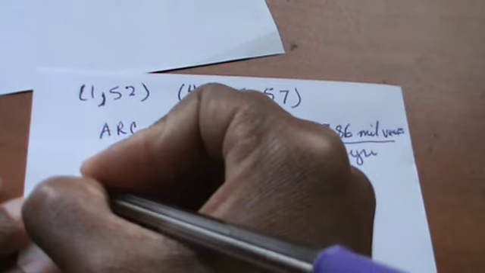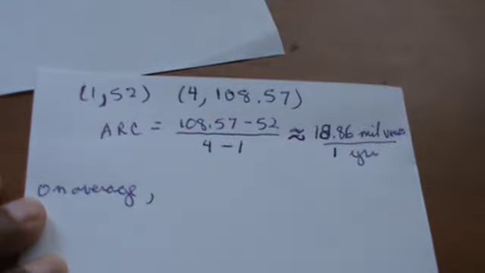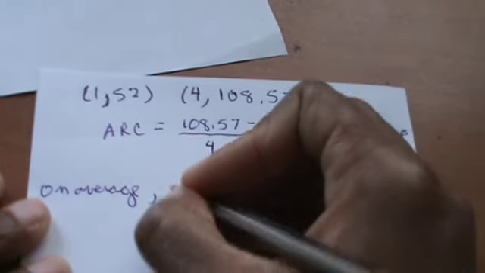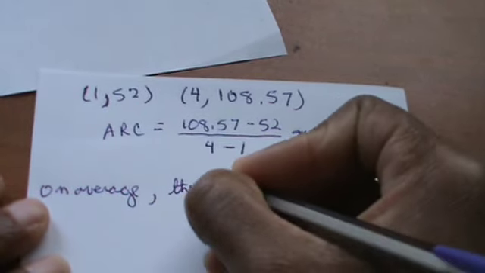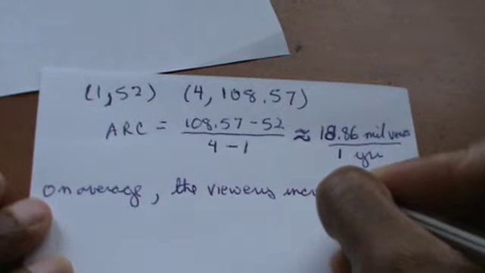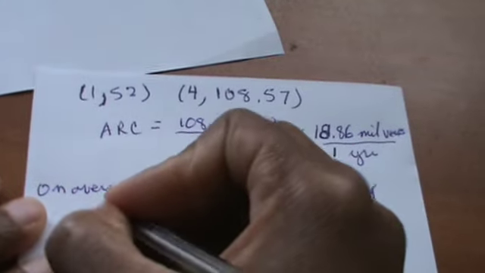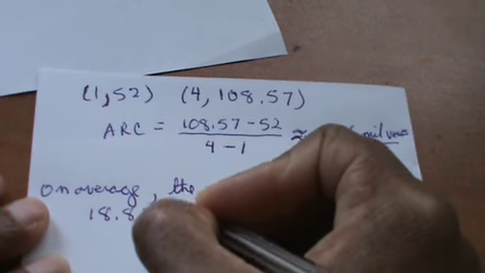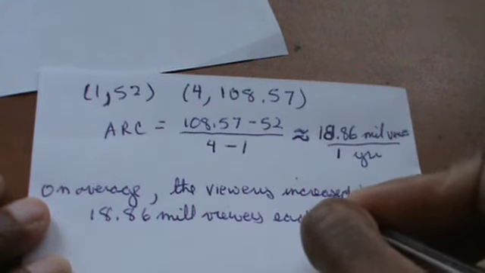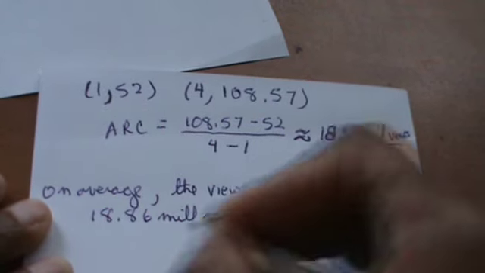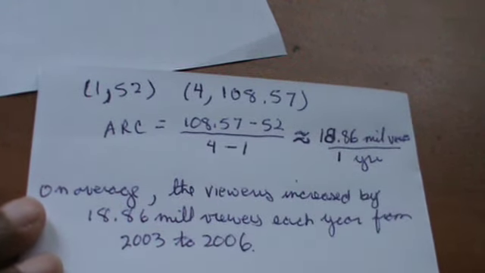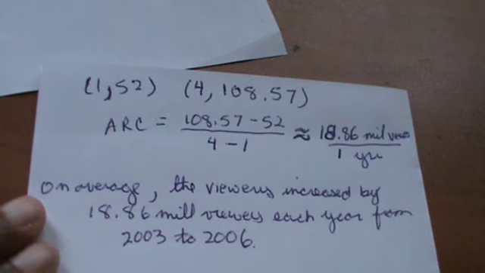So on average, we can start that because this is an approximation of what happened between two time periods, 2003 and 2006. The viewers increase by 18.86 million viewers each year from 2003 to 2006, right? So this is generally how your viewership is increasing.